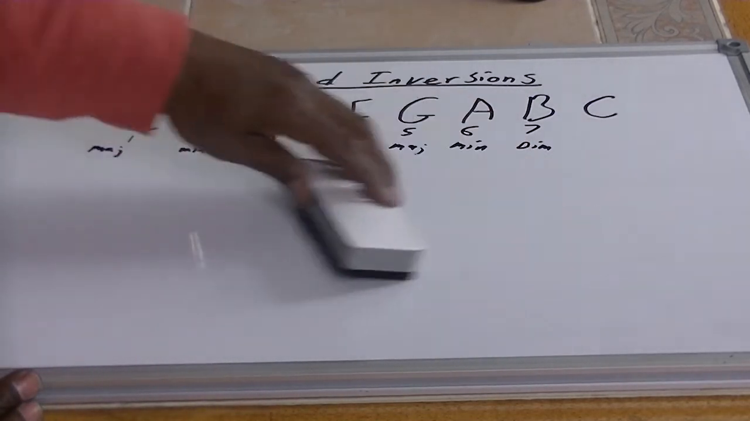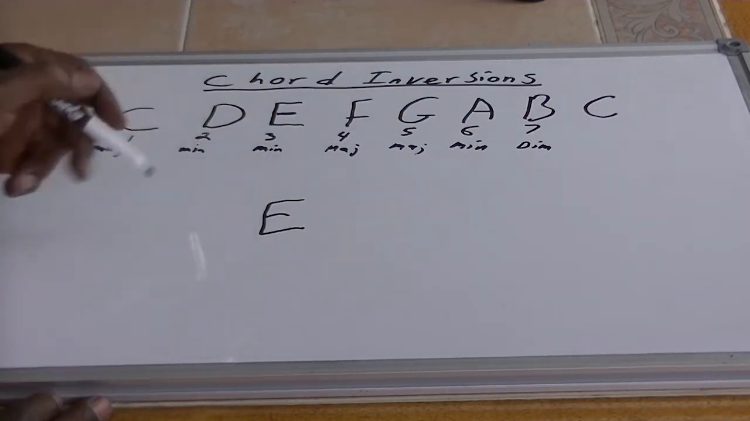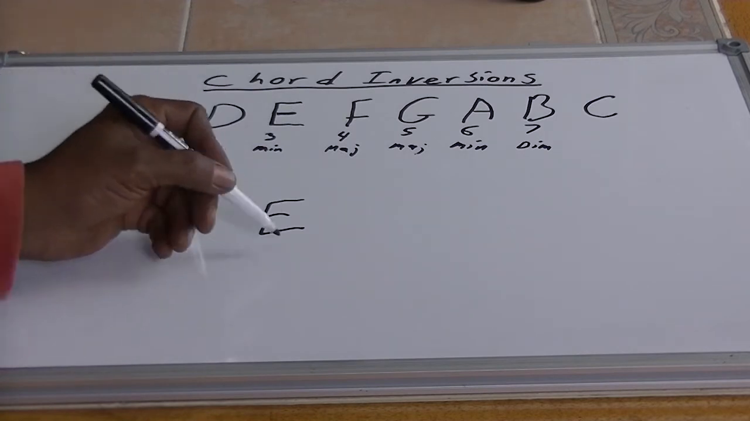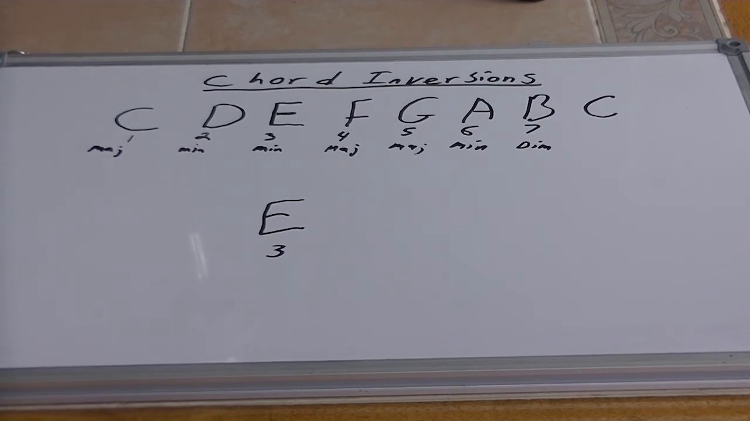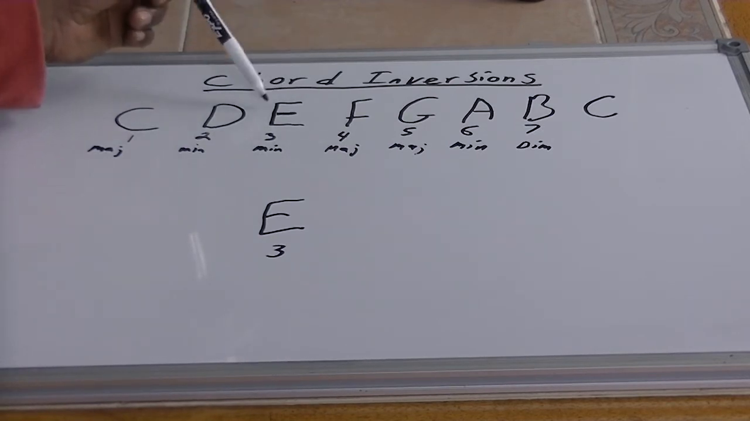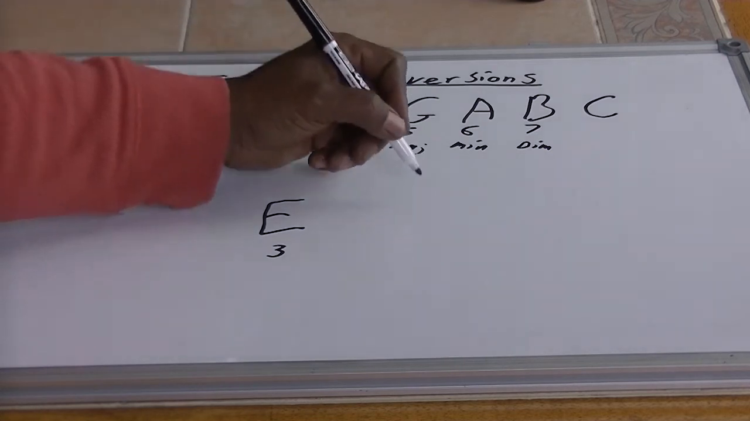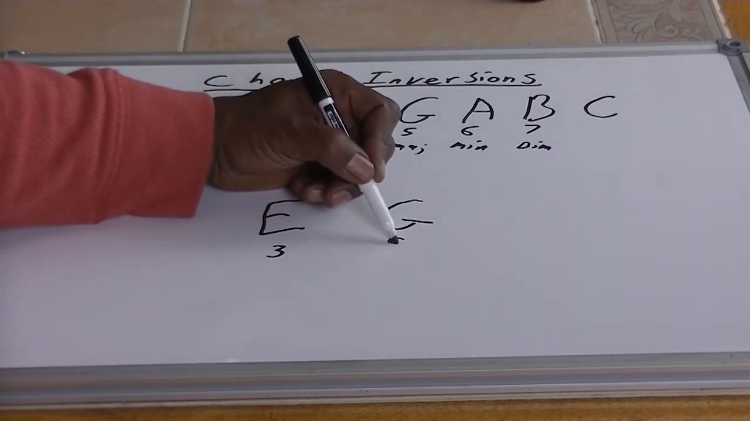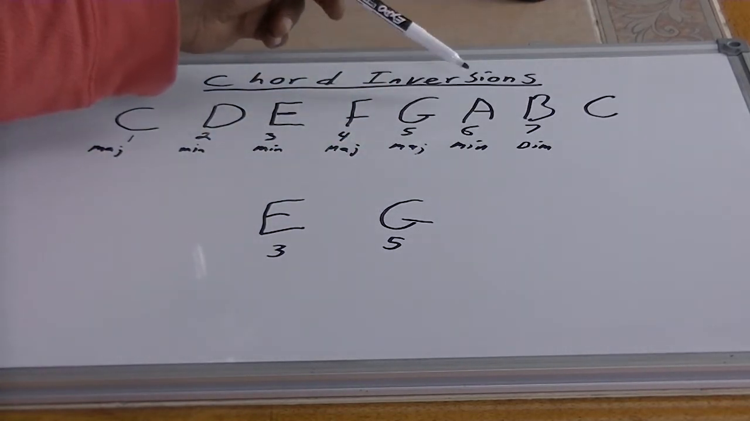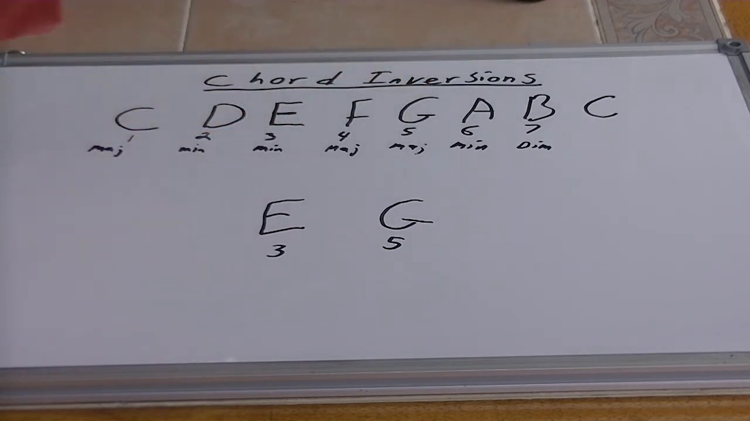So if we were to do that, and we started with E, we would have E as our lowest note of the chord. And of course, E is the 3rd note in the scale. And then we would proceed upwards in pitch to get to the G note, which is the 5th note of the scale. And from there, we would proceed upward in pitch until we came to this C here, the octave C, the C that I have the number 1.